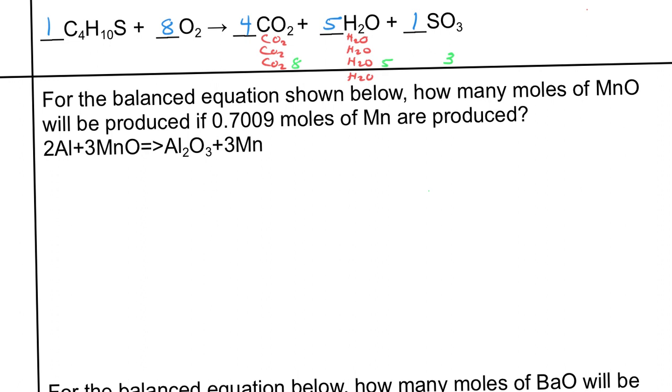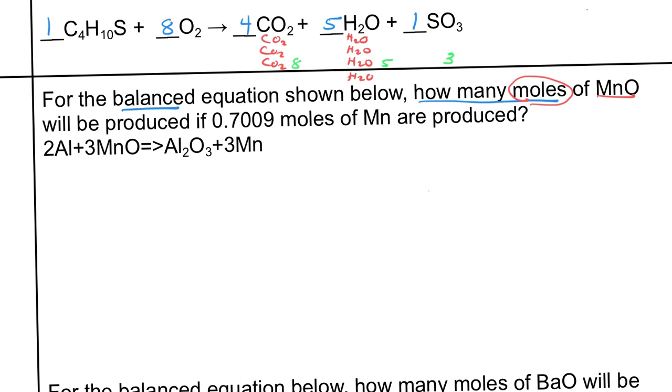And we've got a problem here right at the very top. So let's take a look at this. We know that we have a balanced equation, so let's go ahead and write that down, or at least underline it. We know that it's balanced. And what we want to find out here is how many moles. So the unit that we're after here is the unit of moles of MnO4, and MnO is one of the reactants. So we want to know how many moles of this will be produced if 0.7009 moles of Mn are produced.